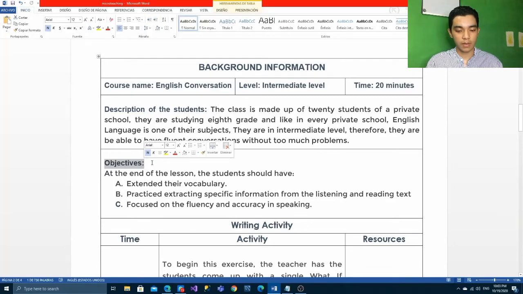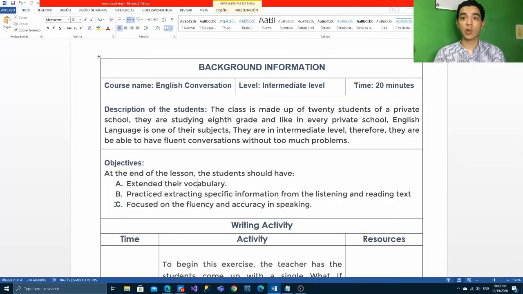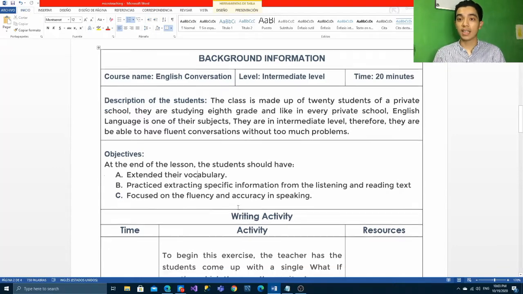We have the objectives, that say at the end of the lesson the students should have: letter A, extended their vocabulary; letter B, practiced extracting specific information from the listening and reading text; and letter C, focused on the fluency and accuracy in speaking. Knowing that important part of our lesson plan, let's start with activities.